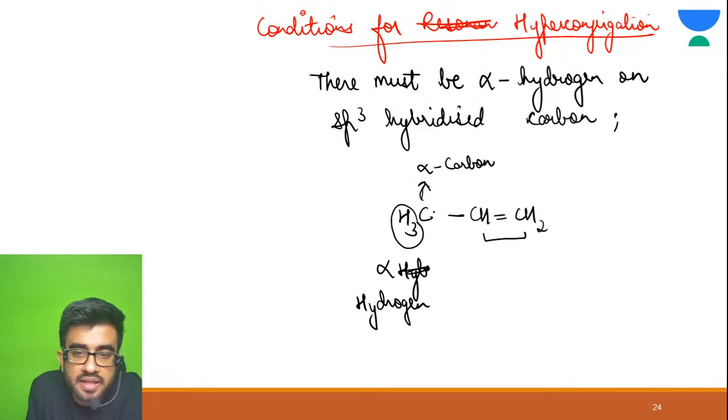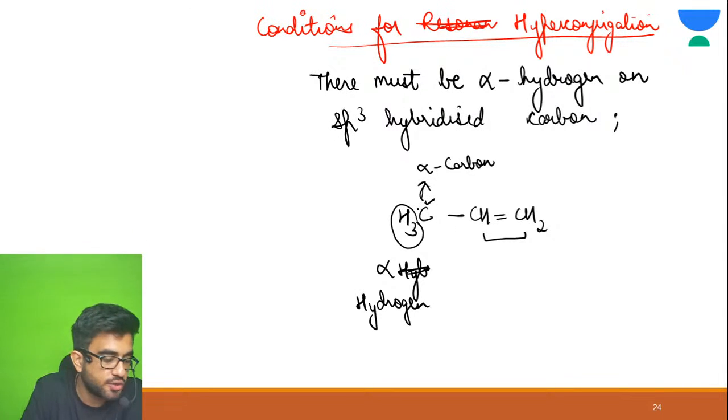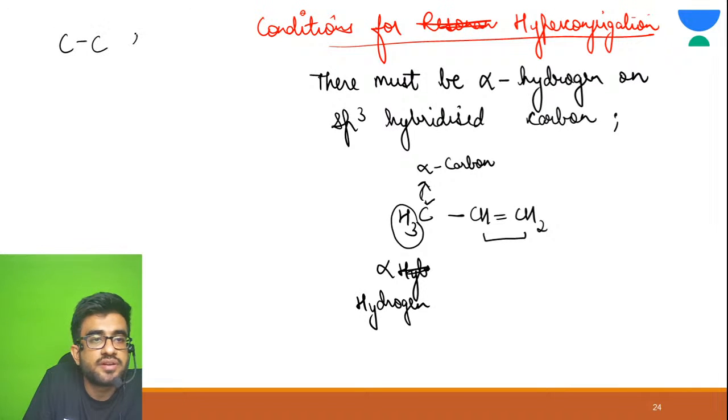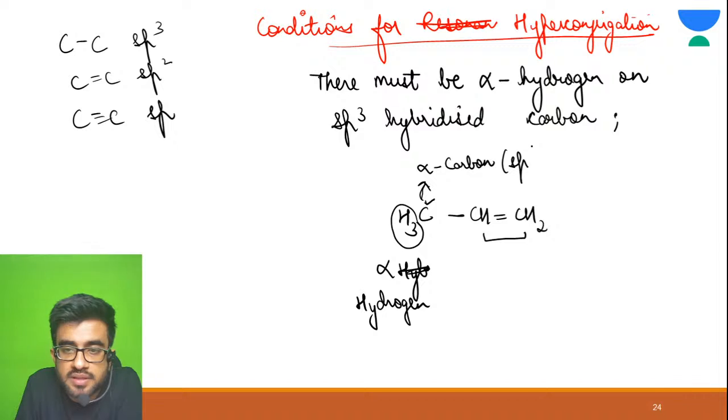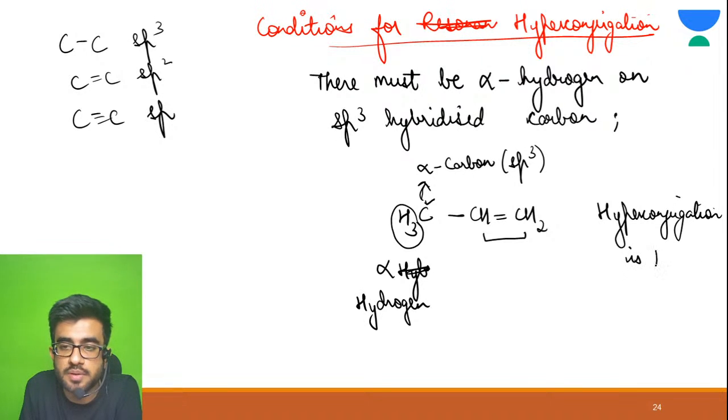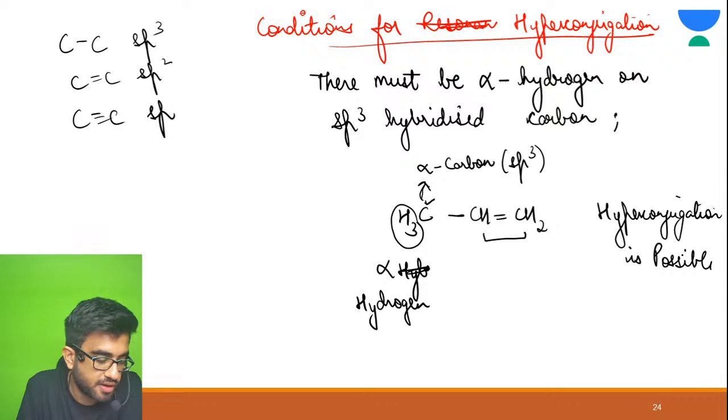I have explained this multiple times. Carbon single bond carbon means it is sp3. Carbon double bond carbon means it is sp2. Carbon triple bond carbon means sp. So hybridization is sp3, so hyperconjugation is possible. Are you getting my point? Yes, great Richu, Nagendra, fantastic, very good.